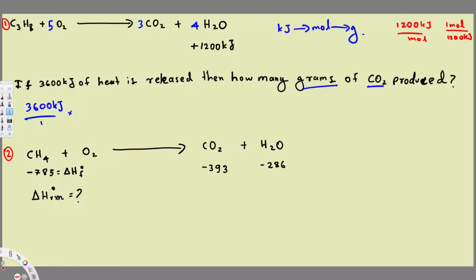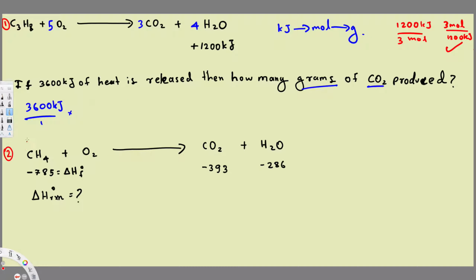If you want to convert a mole into kilojoule, this one comes on the top. If you want to convert a kilojoule into mole, this is the correct one, because the kilojoule has to cancel, so we have to pick this one right here. And this is not 1 mole, it's actually 3 moles. According to the equation, for each 1200 kilojoule of heat released, 3 moles of CO2 are produced. Each 1200 kilojoule of heat released, 4 moles of water is produced, right? So that's how we do this. So this is 3 moles over 1200 kilojoule.